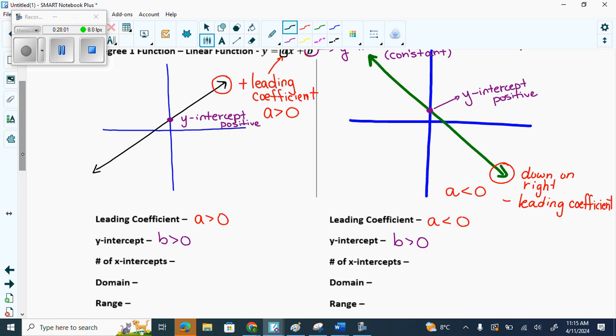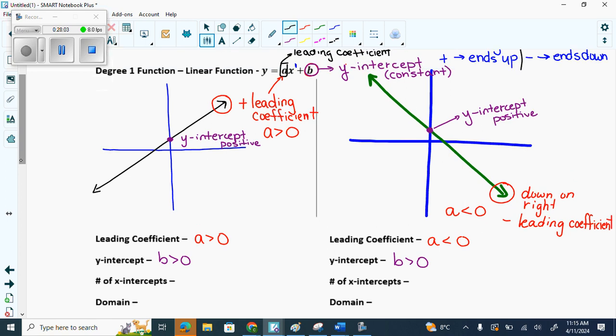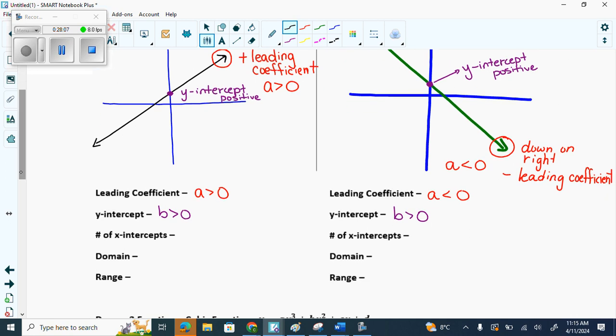So what are the number of x-intercepts possible for a linear function? The number of them, not what they are. How many possible x-intercepts can I have? One. Can I have more than one? No. Can I have less than one? No, that line's crossing through no matter what, correct? So the number of x-intercepts is 1.